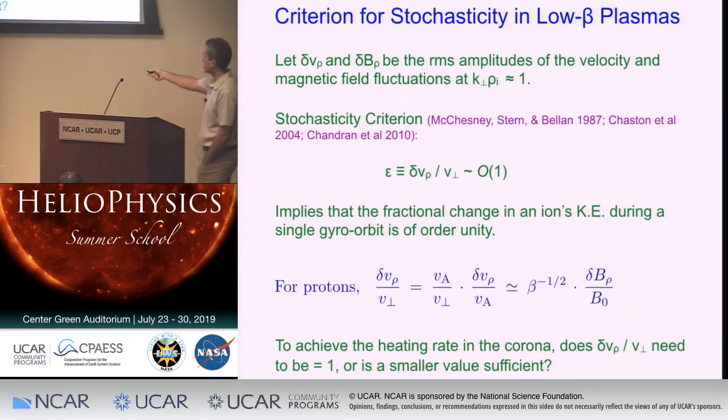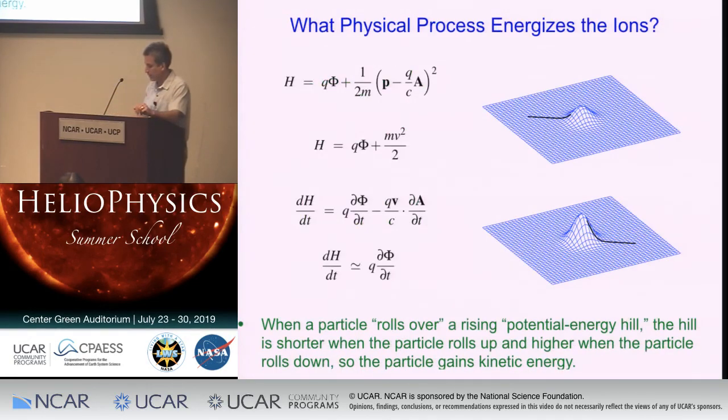Now, to achieve significant proton heating in the corona, do we need to make epsilon 1? Or maybe would 1/2 work, or a 1/10? Let's see what we would actually need. Let's do something a bit more quantitative here. I will say qualitatively, what is the heating mechanism involved for this turbulence? It's not a cyclotron resonance. It's not a Landau resonance. It's actually a very simple idea.